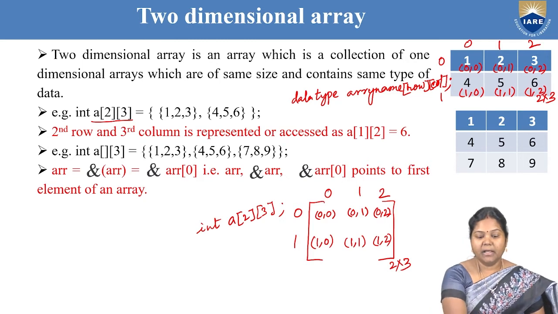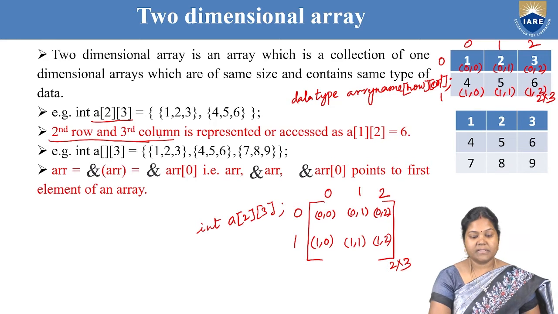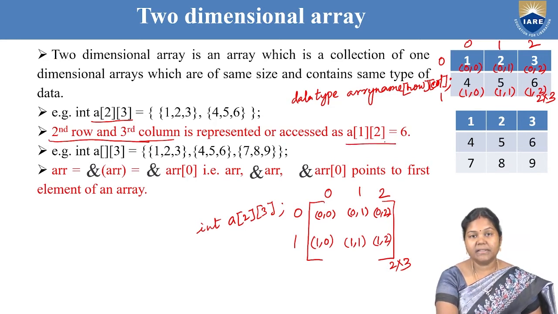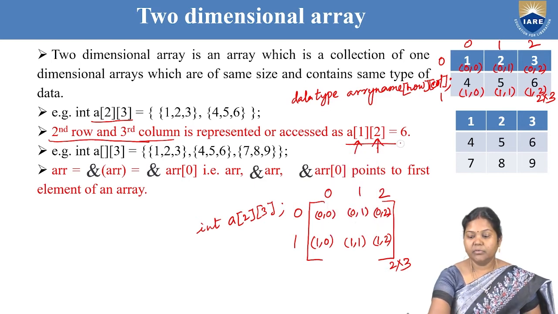Now, if somebody asks you, what is the value stored at second row, third column? Then you have to understand that, because the index number starts with 0, the second row is index 1 and the third column is index 2. So, what is the value stored here? The value is 6. So, the second row, third column value is accessed as a[1][2], which is the value 6.